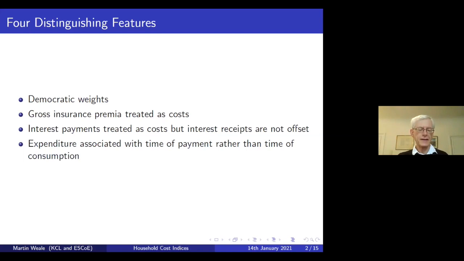The second is that they treat gross insurance premia as costs, and this is different from the way in which the Consumer Price Index treats them. Thirdly, they treat interest payments as costs, but noteworthily, they don't offset interest receipts. Interest payments don't feature in the conventional Consumer Price Index at all.